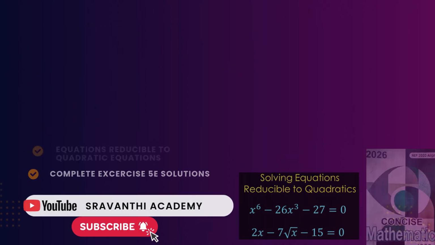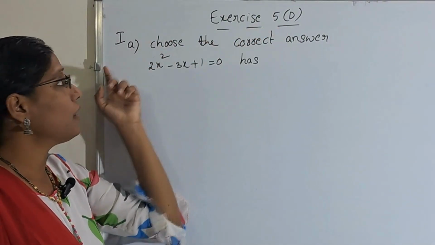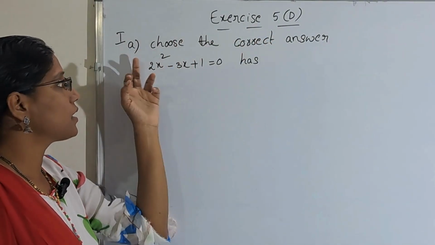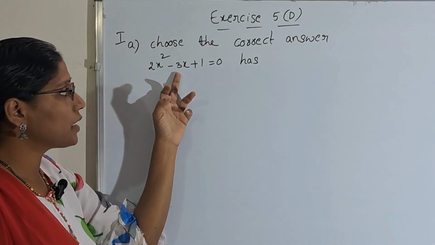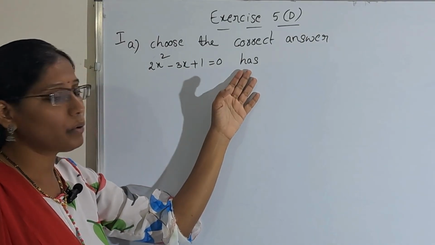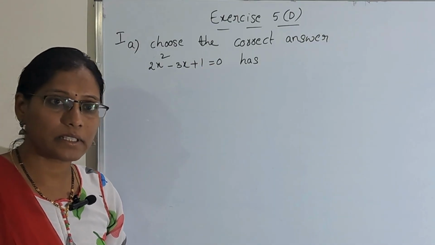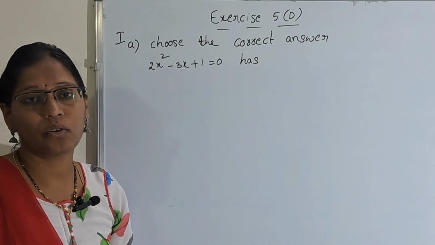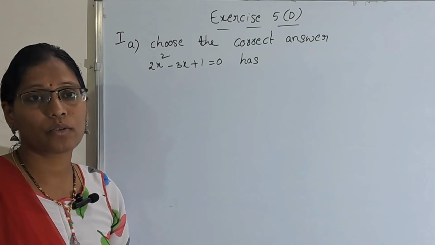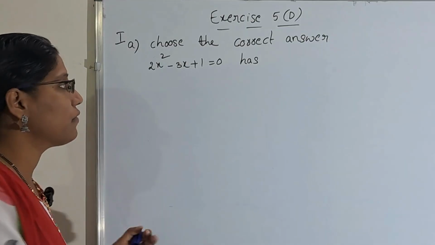Let's understand mathematics. Next, exercise 5D. First main, choose the correct answers. A problem: 2x square minus 3x plus 1 is equal to 0 has. Here we have to find the discriminant. Depending upon the discriminant only, we can find out whether the roots are real, unequal, or imaginary.